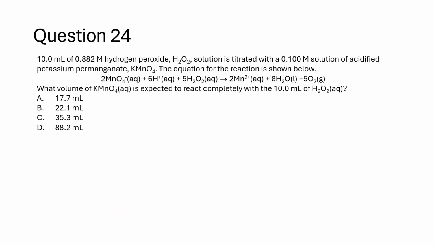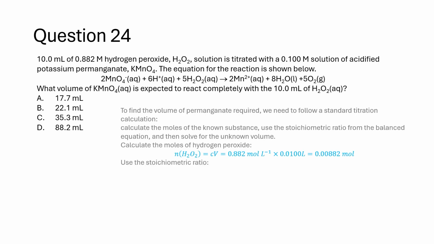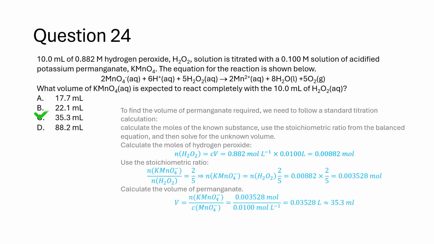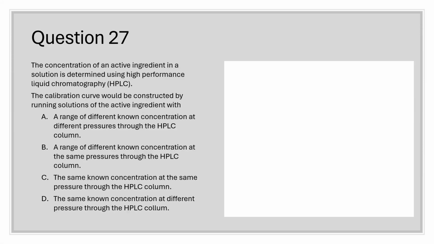To find the volume of permanganate required, we need to follow a standard titration calculation: calculate the moles of the known substance, use the stoichiometric ratio from the balanced equation, and then solve for the unknown volume. Calculate the moles of hydrogen peroxide, use the stoichiometric ratio, calculate the volume of permanganate. The correct answer is B.